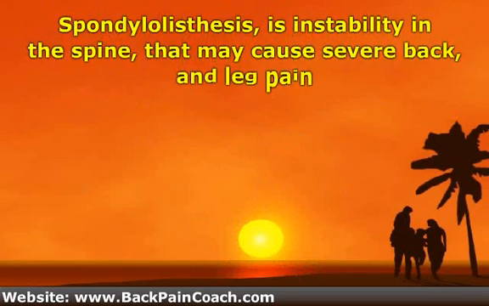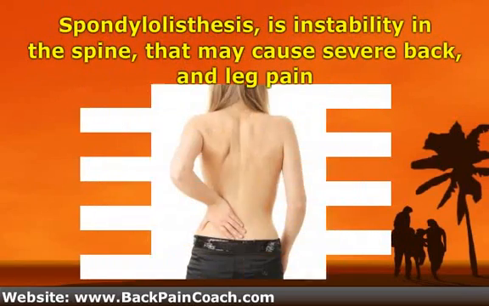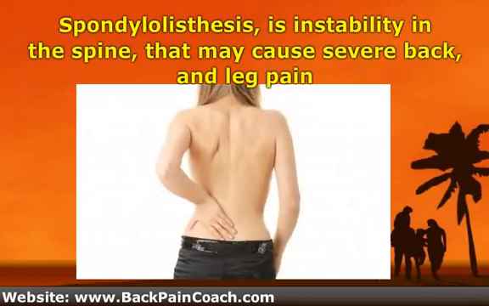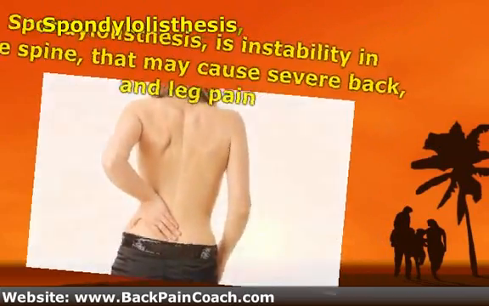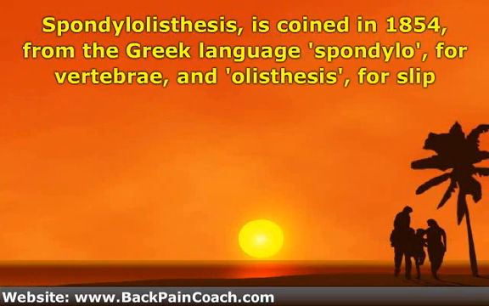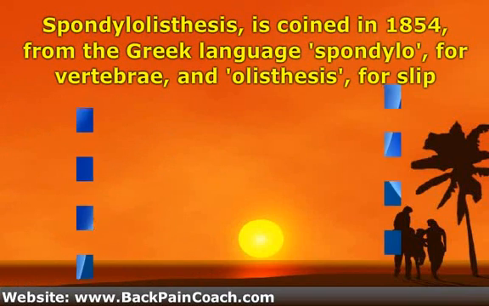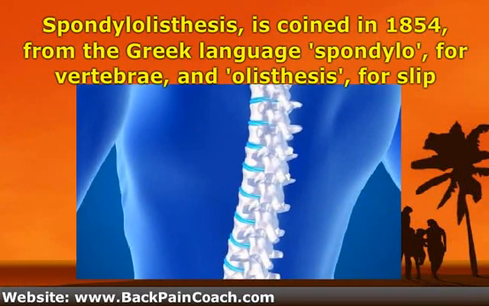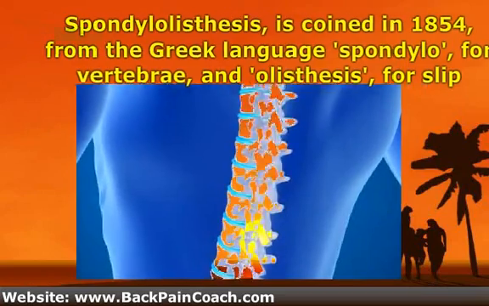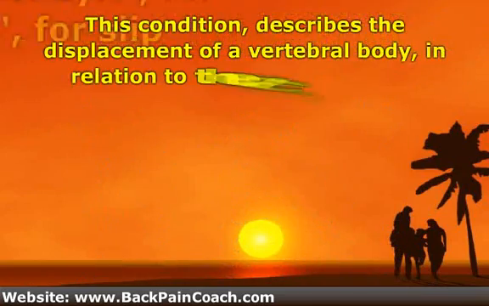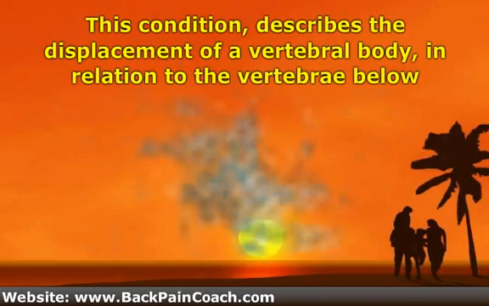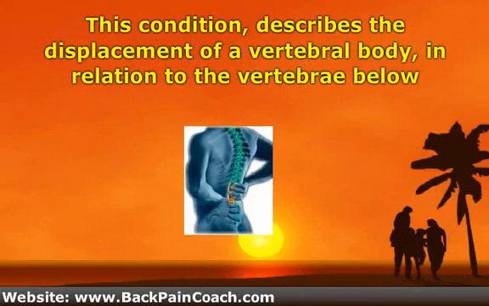Spondylolisthesis is instability in the spine that may cause severe back and leg pain. Spondylolisthesis was coined in 1854 from the Greek language: spondylo, for vertebrae, and listhesis, for slip. This condition describes the displacement of a vertebral body in relation to the vertebrae below.